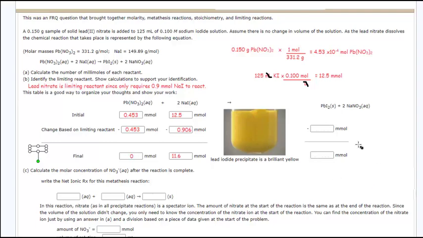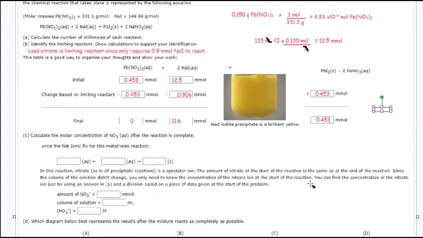Now, they didn't ask for it, but you could identify, in fact, this should be a plus, not a minus. In fact, let me just change the plus sign there. And in the end, I'm going to have 0.453 millimoles of lead iodide. You can figure out its mass by multiplying by the molar mass, which is pretty big, 461, but they didn't ask for that.